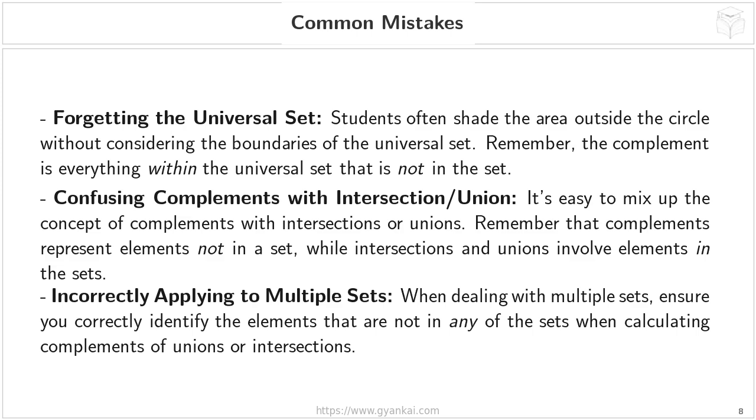Let's wrap up our discussion on complements with a look at some common mistakes students make. This is really important, because recognizing these pitfalls will help you solidify your understanding and avoid losing marks on tests. So, keep these 3 points in mind as you practice, and you'll be well on your way to mastering complements in Venn diagrams. Now that we've covered the common mistakes, you have a solid foundation for tackling more complex problems involving sets and their relationships.